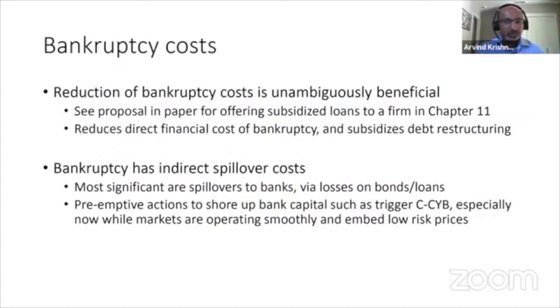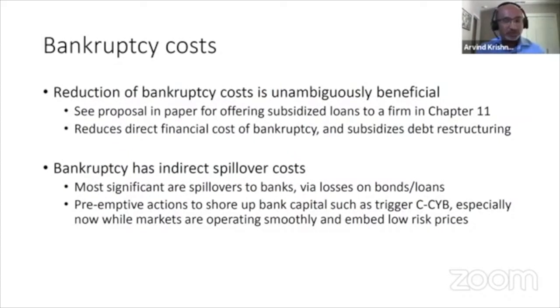So in the paper, we outline a plan to offer subsidized debtor in possession financing to firms that file for Chapter 11. And that's useful really for two reasons. One is it reduces the direct financial cost of a bankruptcy and therefore subsidizes debt restructuring. And the second reason is because, as I said, by doing so, you're reducing bankruptcy costs. And so you need to provide a smaller subsidy to a distressed firm to keep it alive.